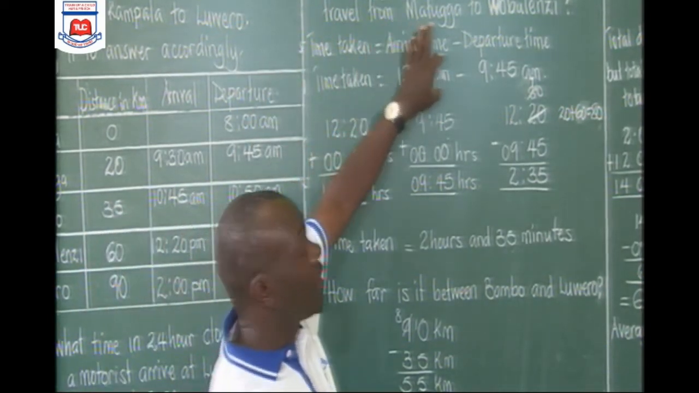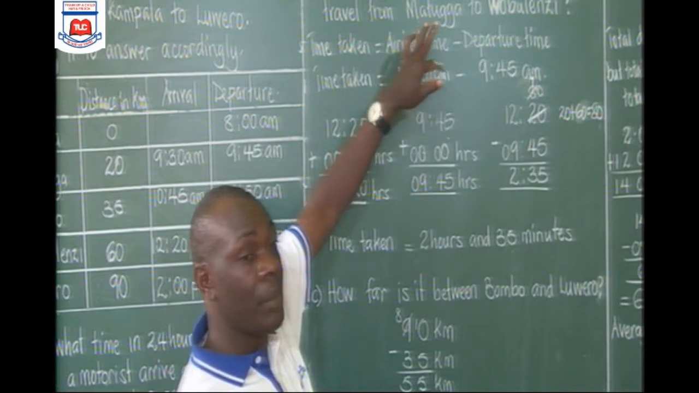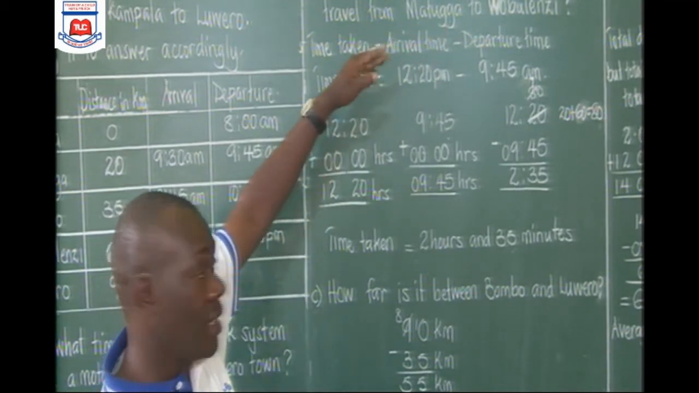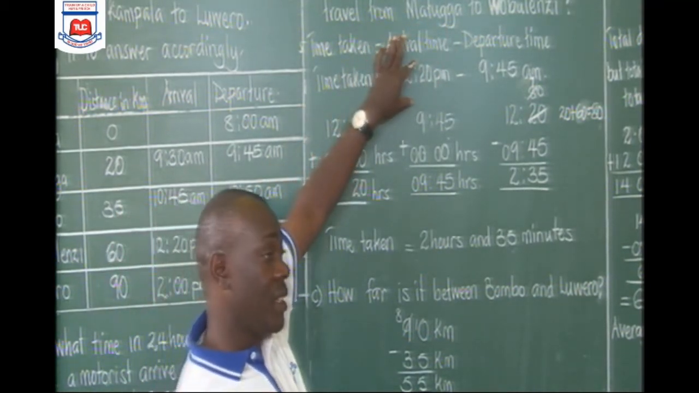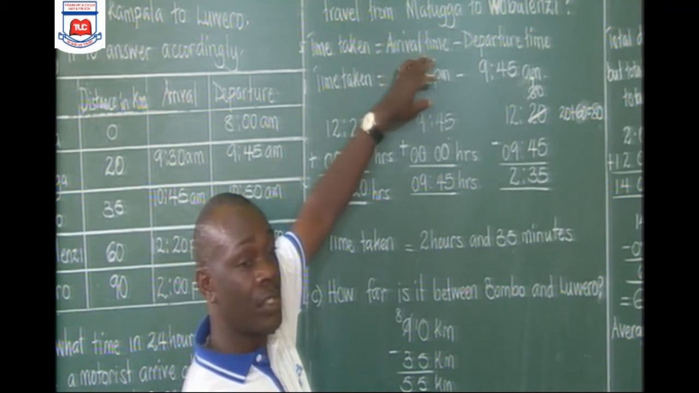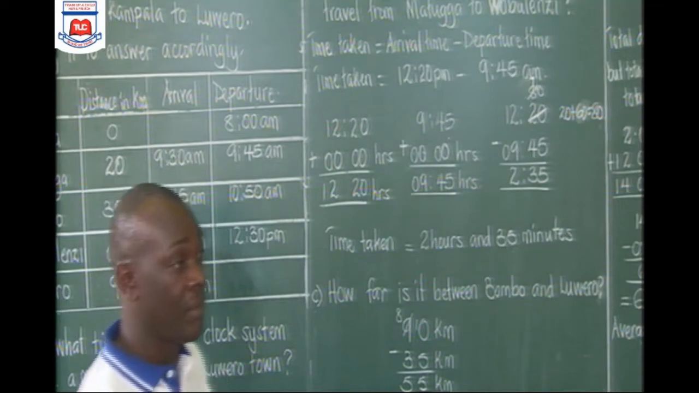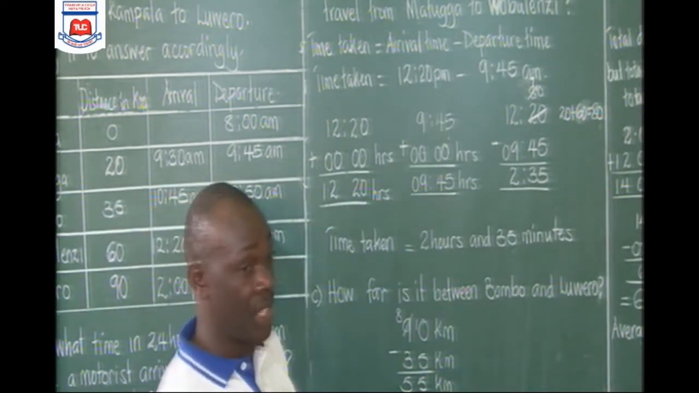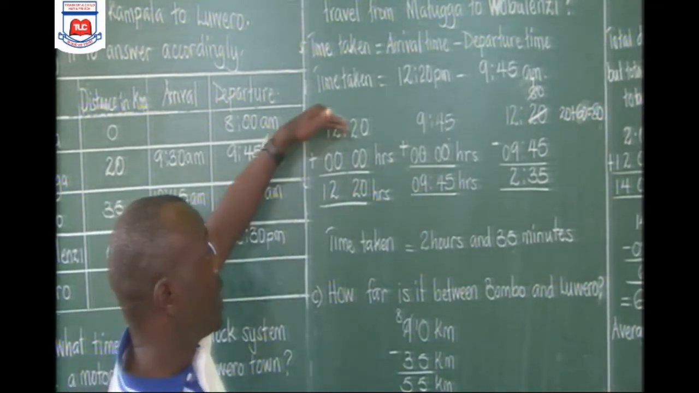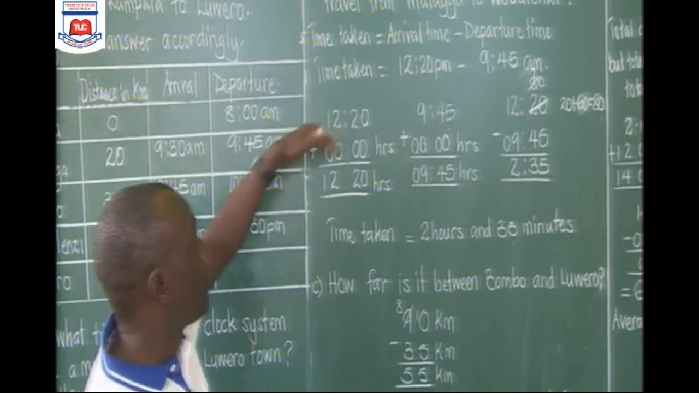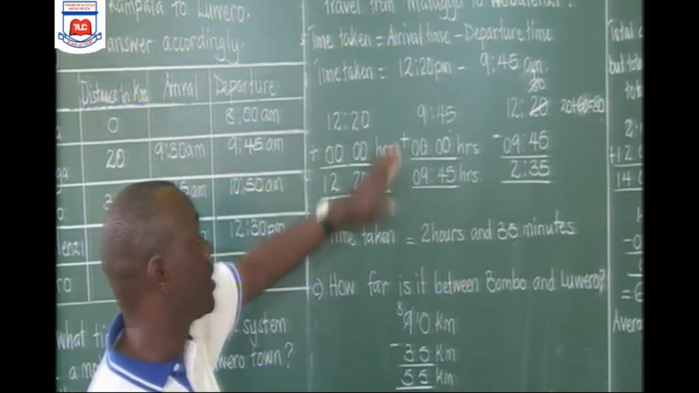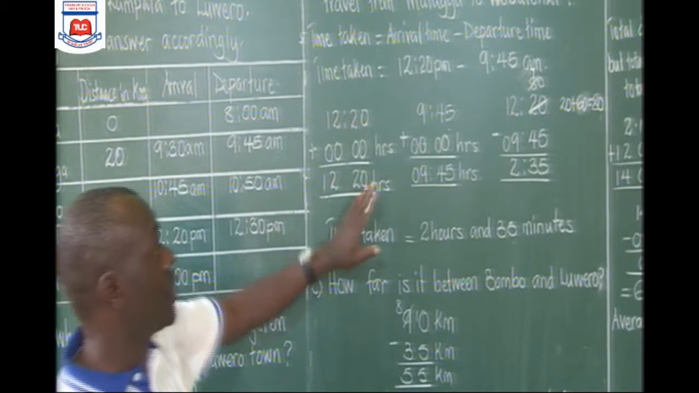This is 12:20 p.m., which 12 is actually midday, and midday is half of the day, which is half of 24, which is 12. So therefore, 12:20 p.m. in a 24-hour system remains the same, only that the p.m. changes to hours. How do you then maintain it? You write 12:20 plus nothing, that is 0.00 hours, and then get 12:20 hours.